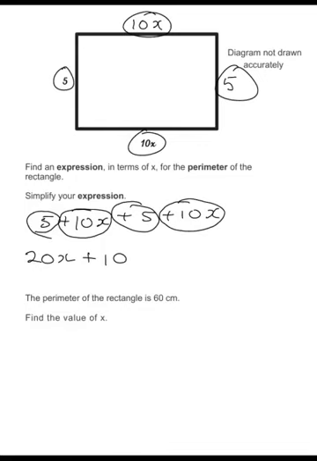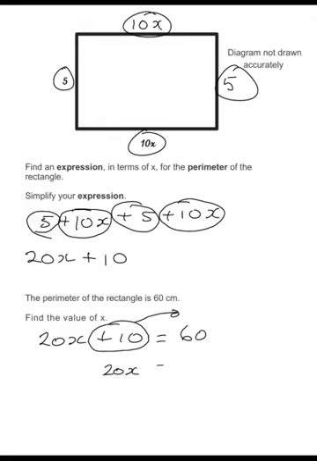The next part is asking, the perimeter of the rectangle is 60 centimeters. Find the value of x. So the expression for the perimeter is 20x plus 10, and we equal it to 60. We have to solve this to find x, so we move this plus 10 across to this side. The plus will change to a minus as it moves across. So we've got 20x equals 60 take away 10. We tidy this one up, so it'll be 20x equals 50.